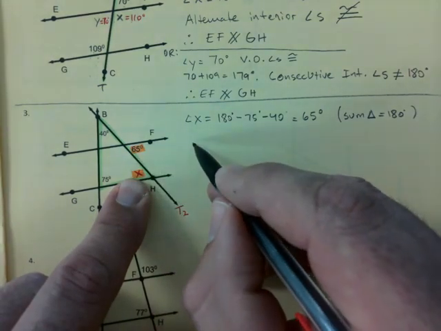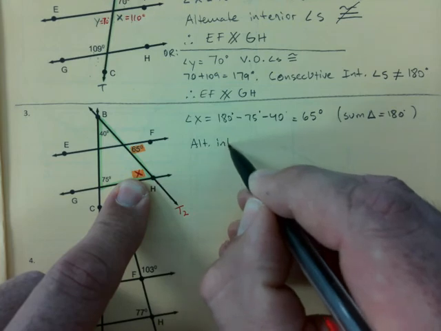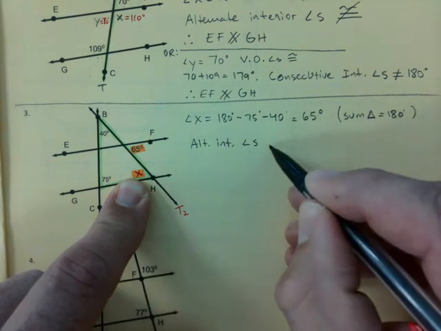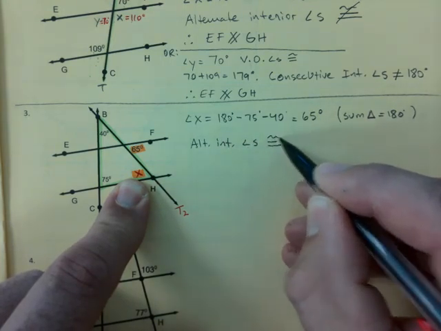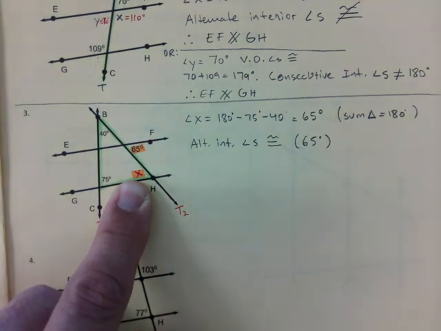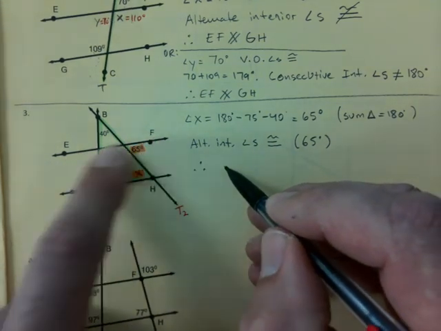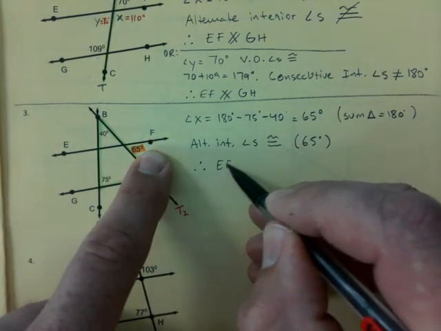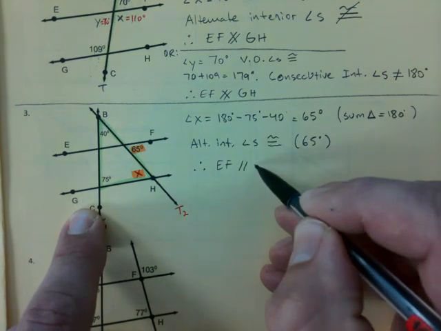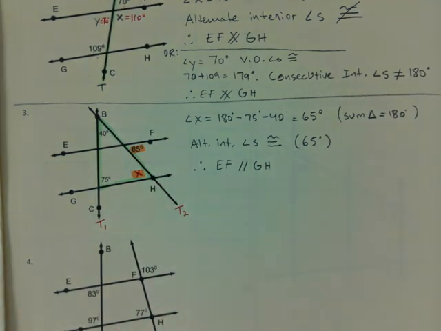Okay. Alternate interior angles are congruent, 65 degrees if you want to put it that way. Therefore, EF is parallel to GH. Okay. Therefore, EF is parallel to GH.